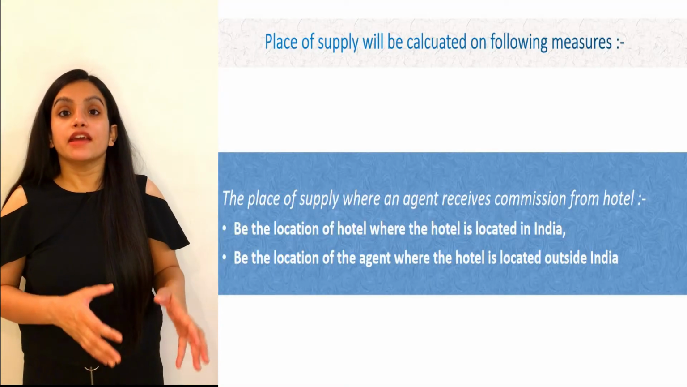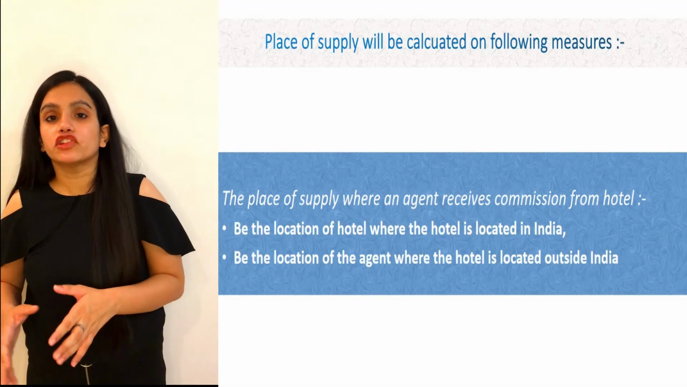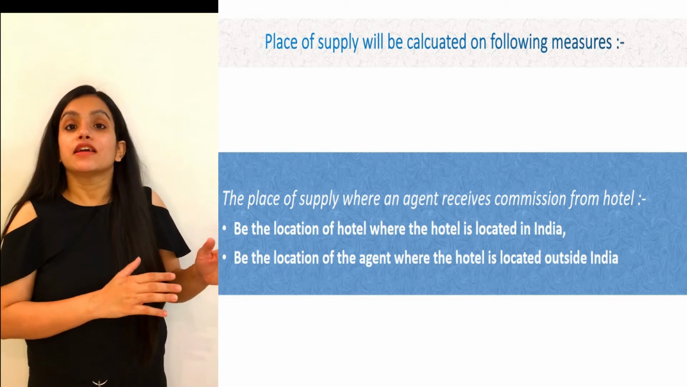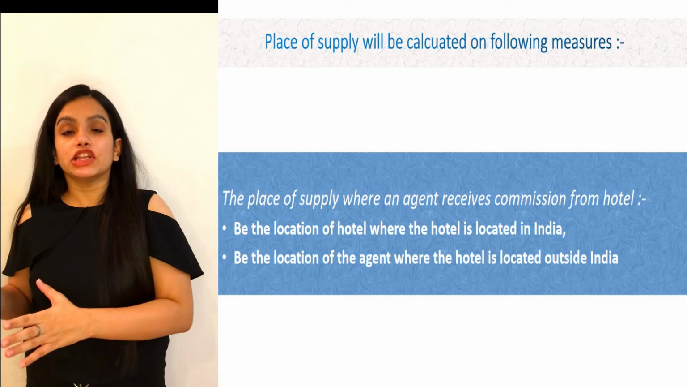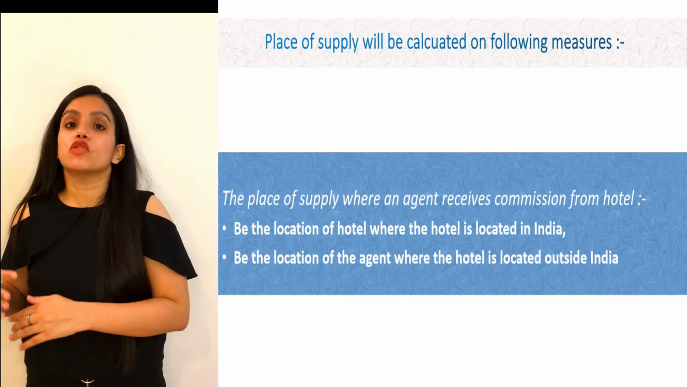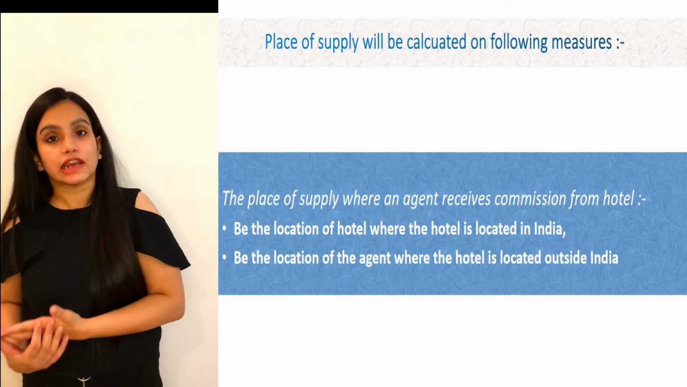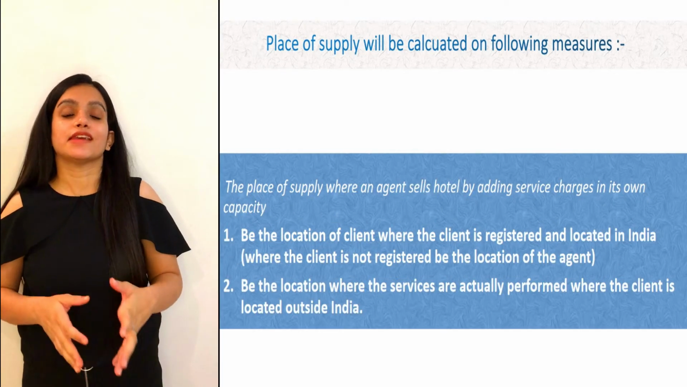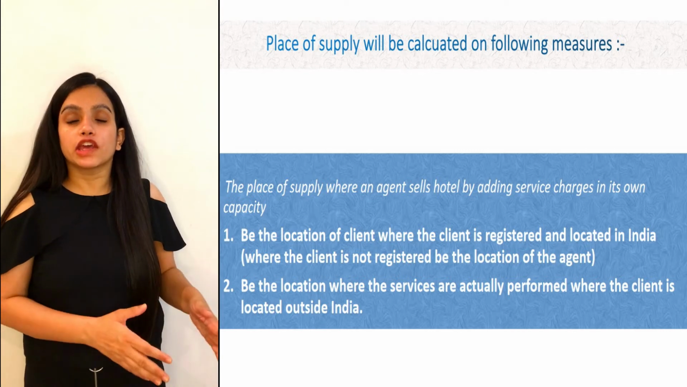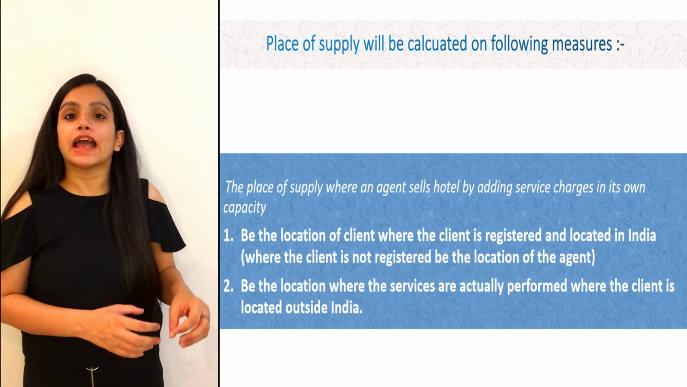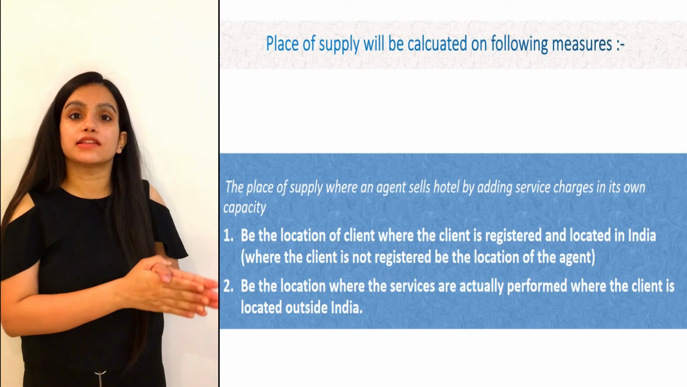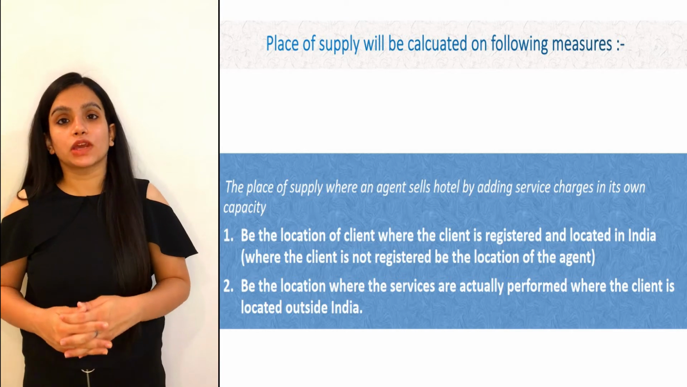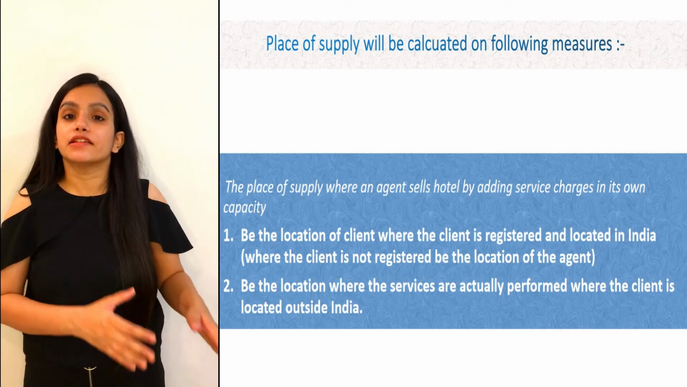Place of supply: when an agent gets commission from the hotel, A, the location of the hotel when the hotel is situated in India, and B, the location of the agent when the hotel is situated out of India. The place of supply when an agent provides hotel services, getting his service charge: A, the location of the client when the client is registered and situated in India. B, the location of the client when the client is located in India and he is registered.